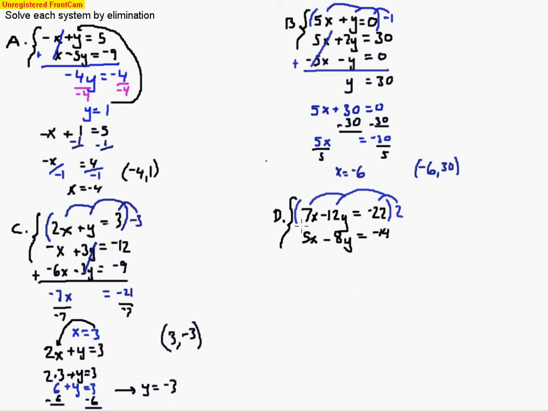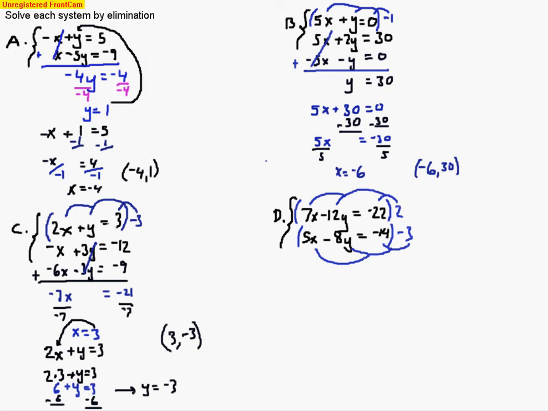Now, I need to multiply this equation by some number that makes this one a positive 24. See, this one's going to be a -24 here. And I want this to be positive, so I'm going to go with a -3. So every number there gets multiplied by -3. So let's see what's left over.